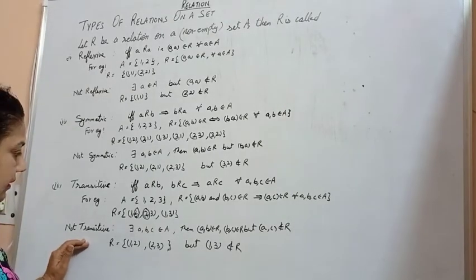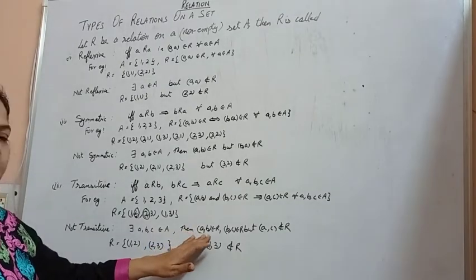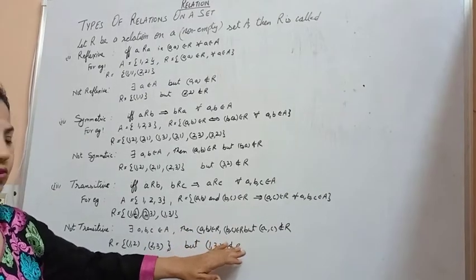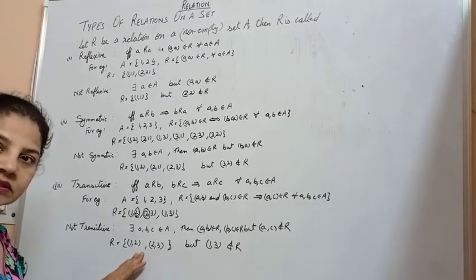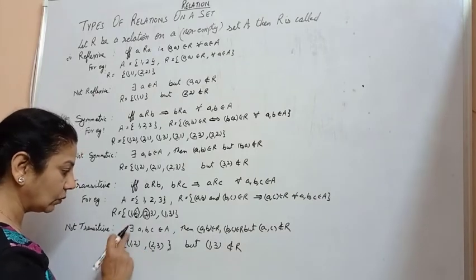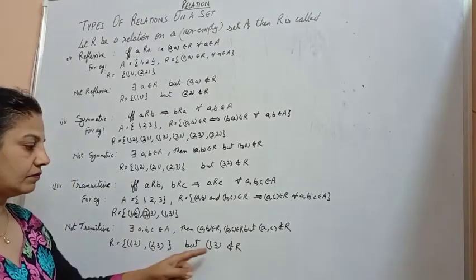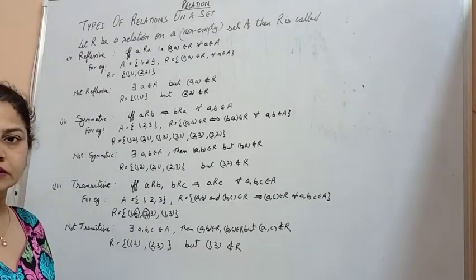Non-transitive. There exist a, b, c belongs to set A, where (a, b) belongs to R, (b, c) belongs to R, but (a, c) does not belong to R. That means (1, 2) is there, (2, 3) is there, but the extreme (1, 3) is not there. (1, 3) does not belong to this relation. Then we say the relation is not transitive.